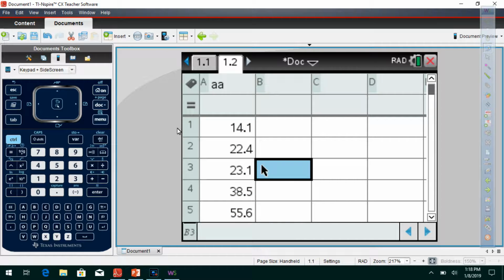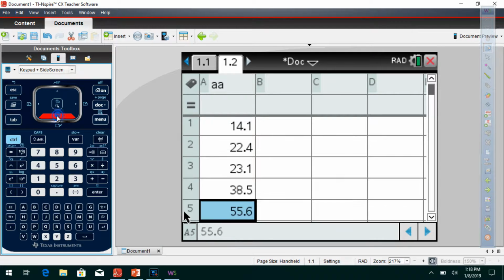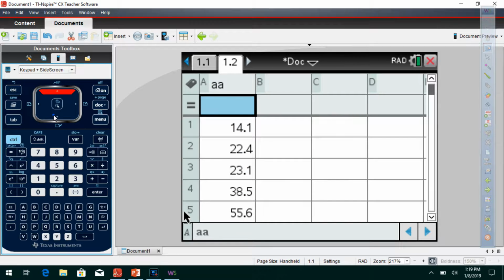So let's see here. How many data values you got? 1, 2, 3, 4, 5. Is that all? Yeah, that's 5. So the middle value would be the third one, right? 23.1. Okay, so that would be our median. Now, what if you got a whole bunch of them?